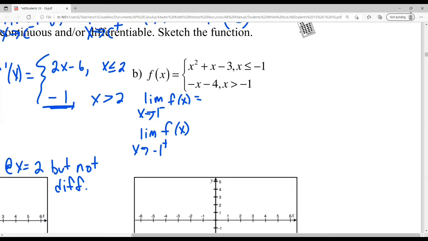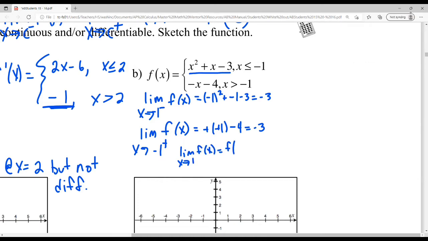So we're going to plug in -1 into the top function, -1 squared plus -1 minus 3. That is equal to -3. We're going to plug -1 into the bottom function. We get -1 minus 4. It's really +1 minus 4, which is also -3. And if we were to plug -1 into the top function, we would get -3 as well. So we know the limit as x approaches -1 of f of x is equal to f of -1, which is equal to -3. So we know this function is continuous at x equals -1.